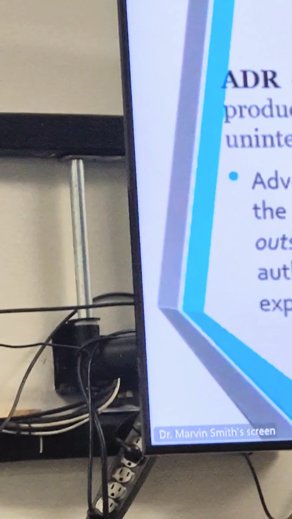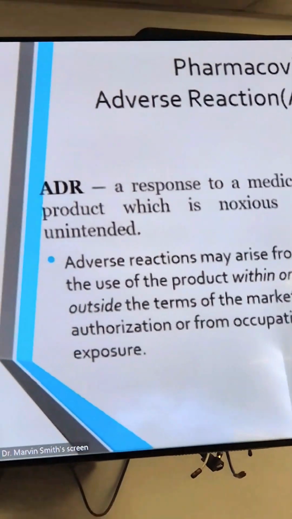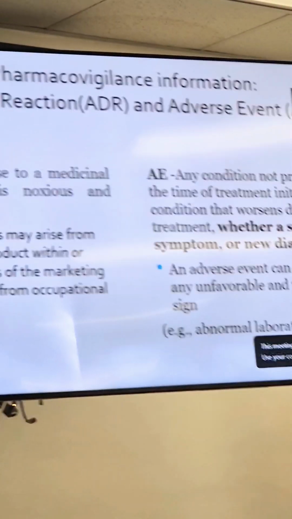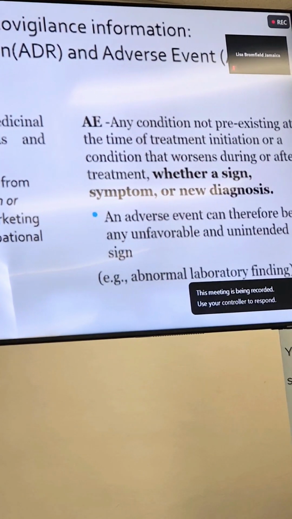Whereas adverse events are any conditions not pre-existing at the time of treatment initiation or that may worsen during the treatment. Whether it's a sign, a symptom, or a diagnosis, this would be an event to report. An adverse event can therefore be any unfavorable, unintended sign. An example would also be an abnormal laboratory finding after a patient begins a drug.